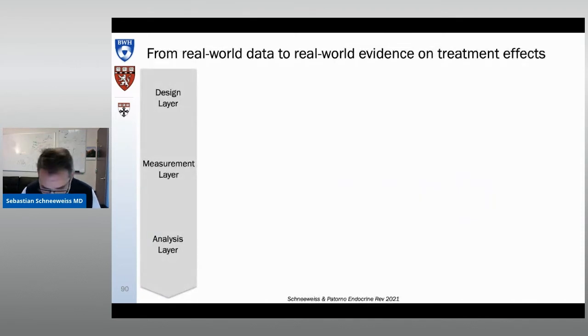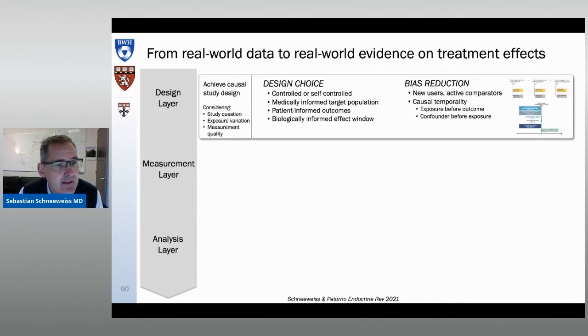Let's dissect this a little bit, and I really sympathize with John Whitney's comment from Anthem about the complexity that we see in these studies, and it doesn't need to be complex. That is what I want to communicate here. We have just three layers. Next click, please. A design layer, a measurement layer, and an analytic layer.